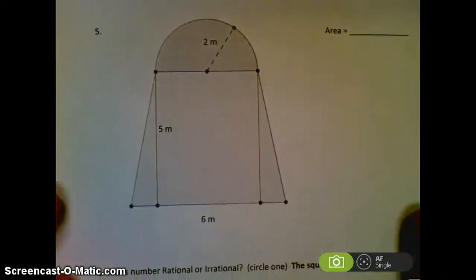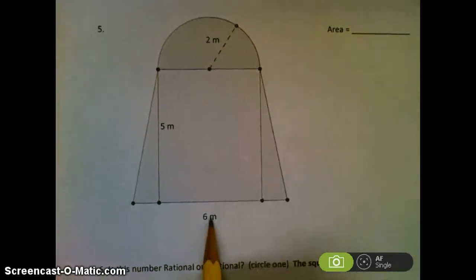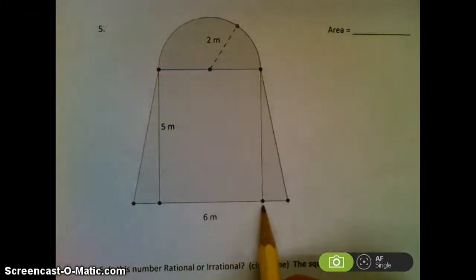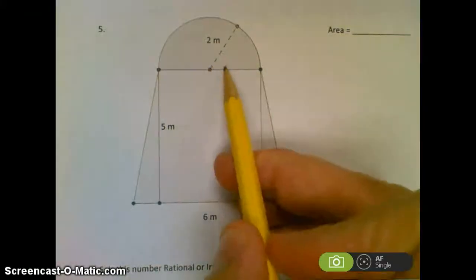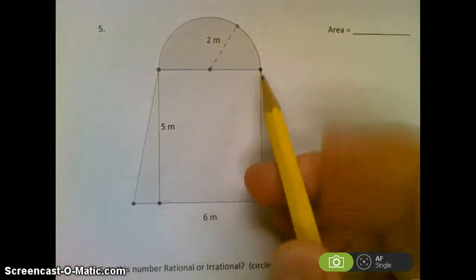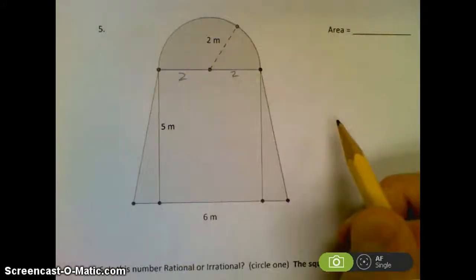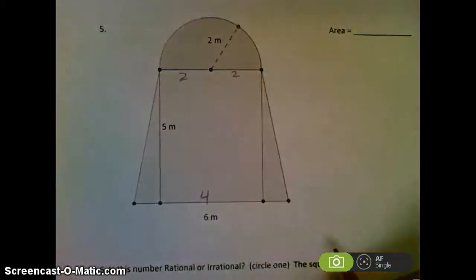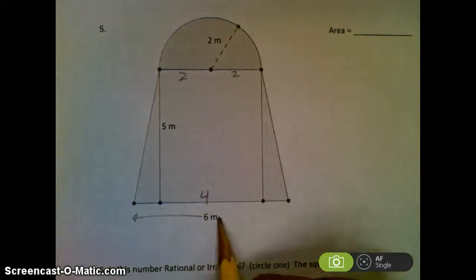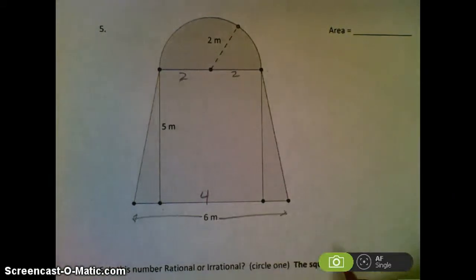Now this one messed some people up. The problem was this measurement appears as if it would stop there. But if you remember how these problems work, that's impossible. If this is 2 and this is 2, then this part here is 4. 6 is all the way across. And this is one of those questions where if there was any confusion, you should have asked.